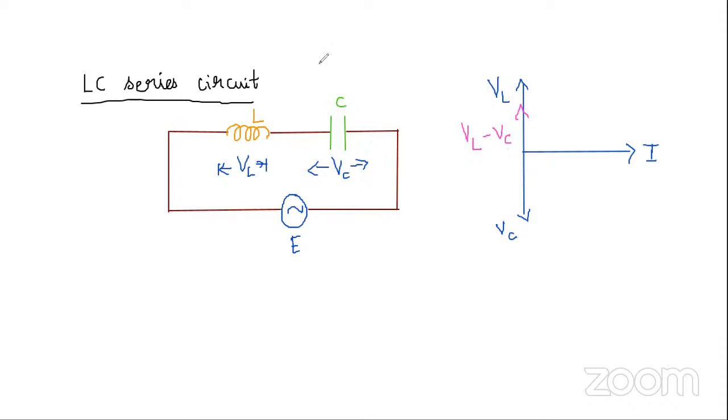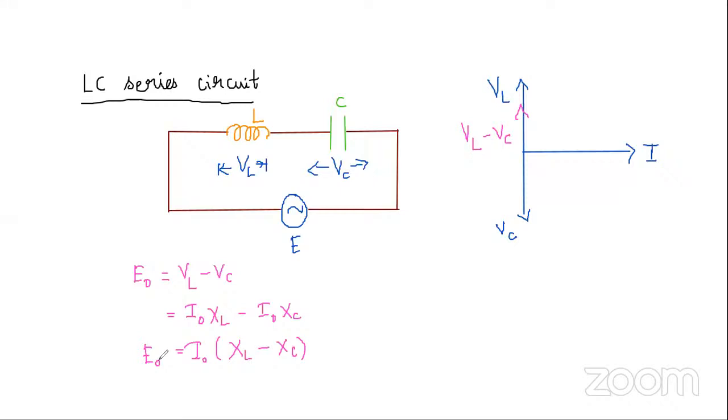Here, how can we write the equation for the applied voltage? The applied voltage E naught is equal to VL minus VC. VL is nothing but I naught XL, and VC is nothing but I naught XC. So this is I naught within the bracket XL minus XC. This is E naught, I naught into XL minus XC.